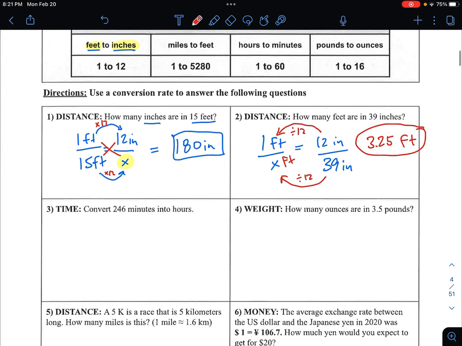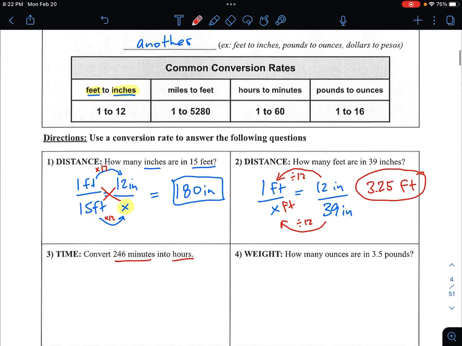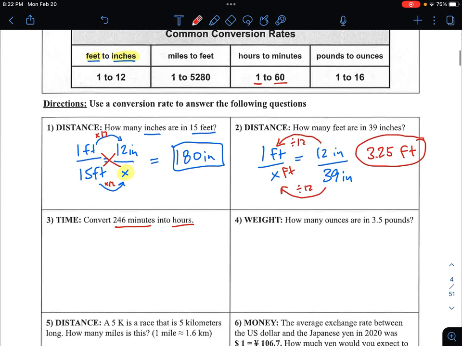Let's try the next one. This one involves time. Convert 246 minutes into hours. So minutes into hours. What is our conversion rate? Well, 1 hour is 60 minutes, so I'm going to write that down. 1 hour equals 60 minutes. And where do my 246 minutes go? Well, it goes right here with my minutes, 246 minutes. And this is the thing I don't know. How many hours is that?